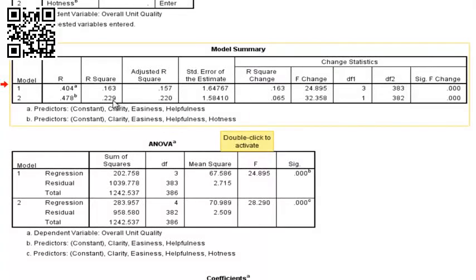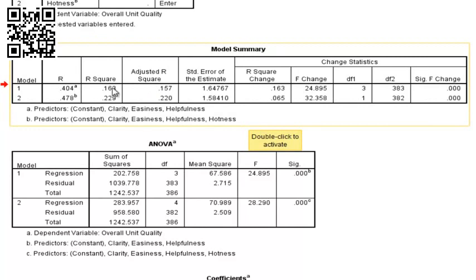to 22.9%. That's a pretty big jump. And even when we look at the adjusted R squared, it's still 22% of the variability in overall unit quality that's accounted for by the model, which now includes 4 independent variables. Now, this is the crux of the analysis. It's the R squared change.